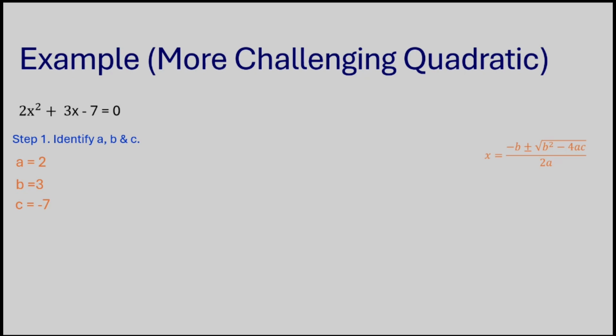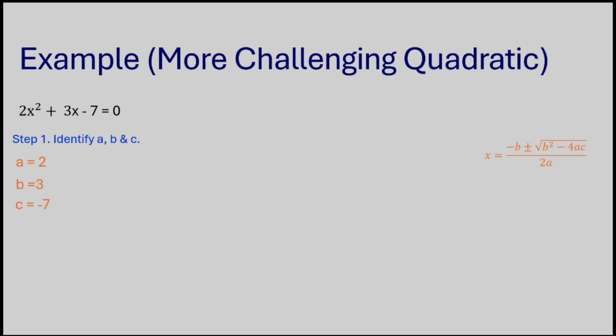A is equal to 2. That's the number in front of the x squared term. B is equal to 3. That's the number in front of the x term. And then we have c is equal to negative 7.